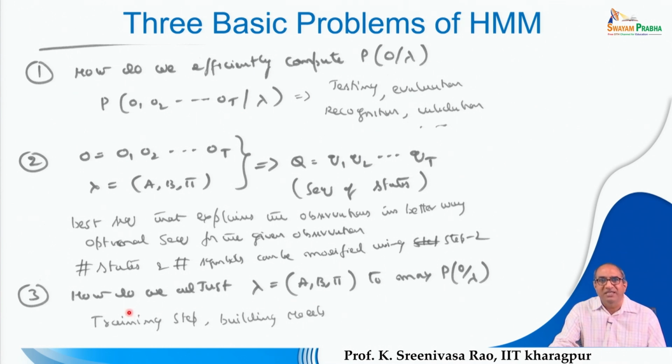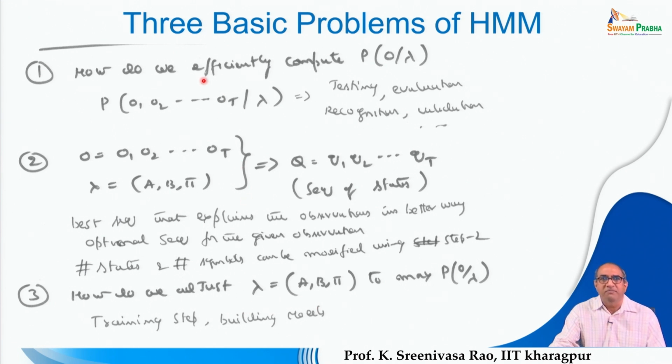So, the third step is adjusting the lambda so that it tries to maximize P of O given lambda. It is nothing but the training step, or the development step, developing a model. The goal of developing a model is that the parameters of the model have to be maximized for the given known feature vectors. So, P of O given lambda has to be maximized. In view of that, we have to adjust the parameters.